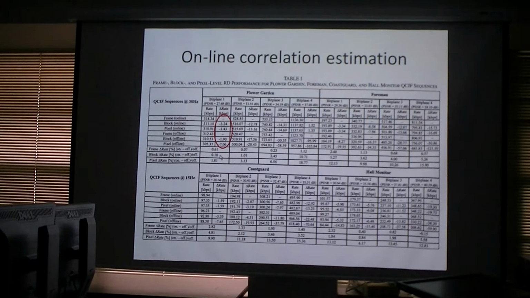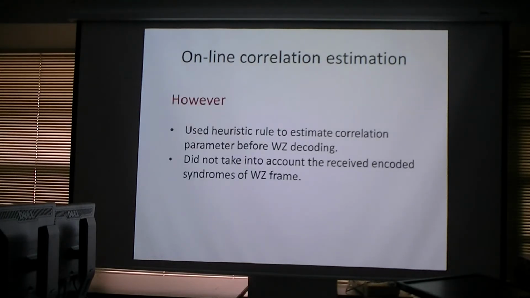However, the online correlation estimation technique has some disadvantages. The first one is that they just use heuristic rules to estimate the correlation parameters before the 1 and 0 decoding. And it does not take into account the received encoded syndromes in the correlation estimation. And we know that the received encoded syndromes actually come from the original 1 and 0 frames. They include important information of the 1 and 0 frames.